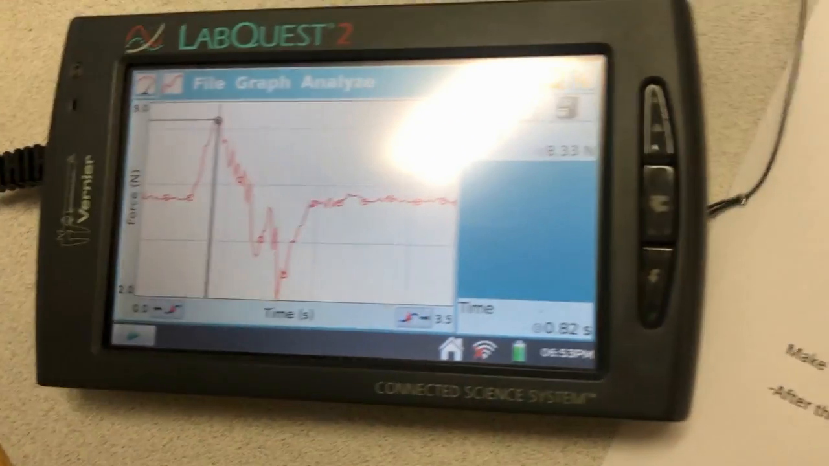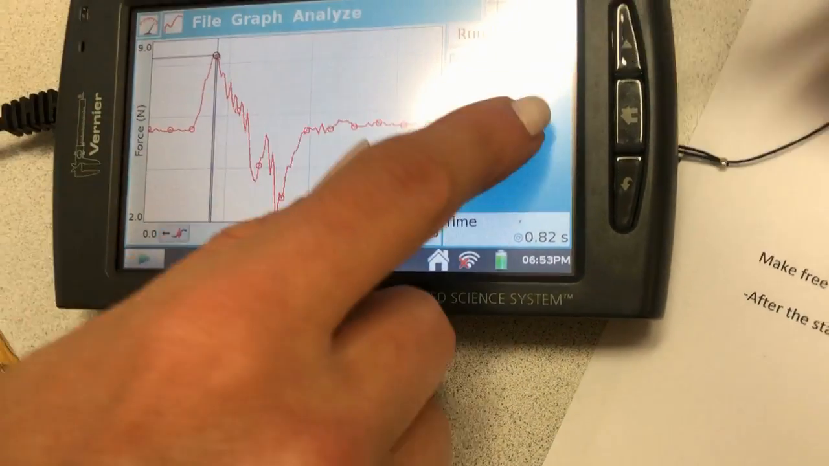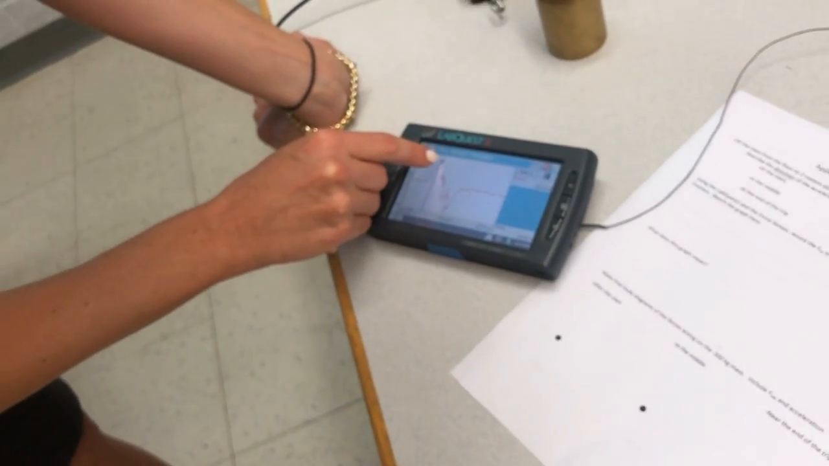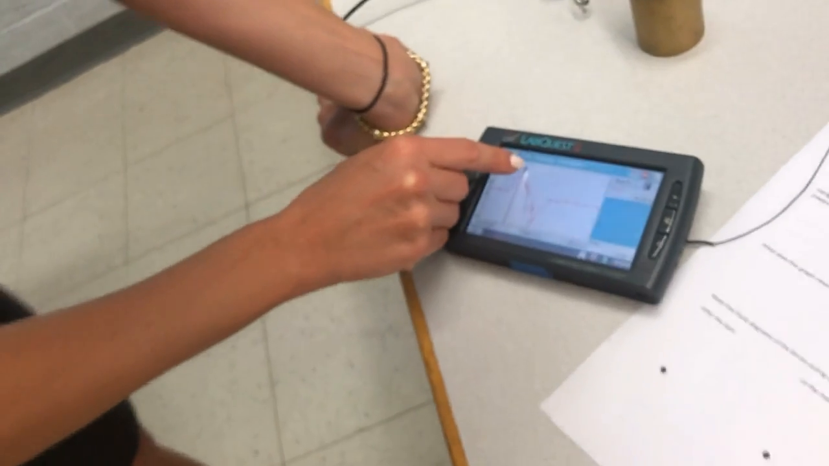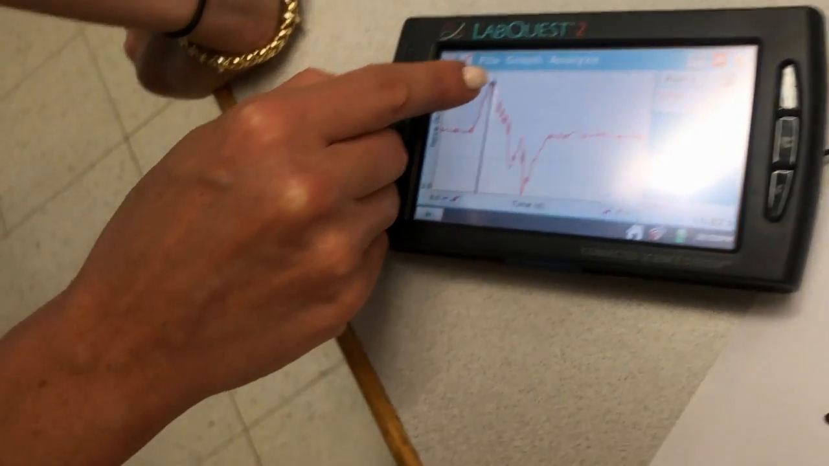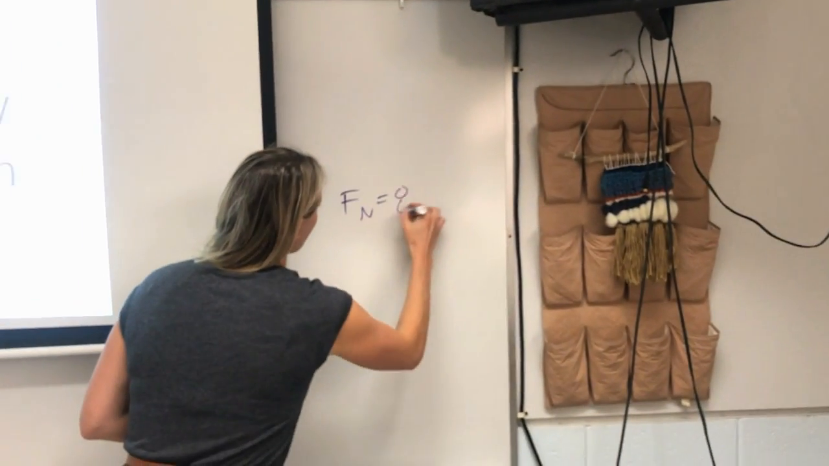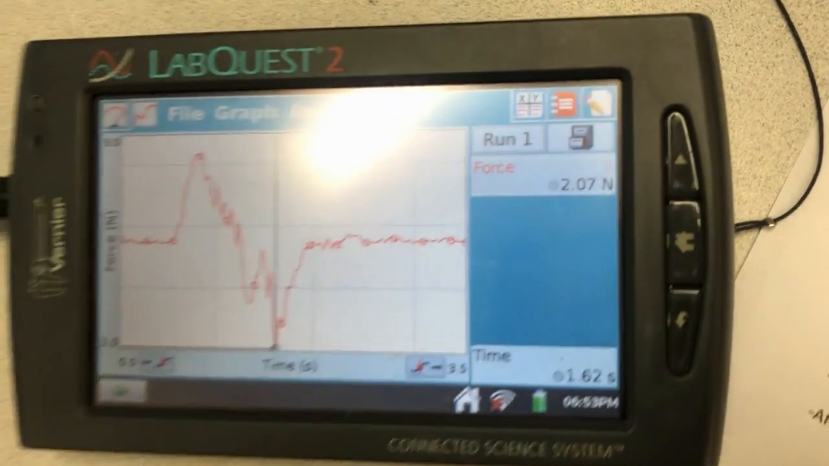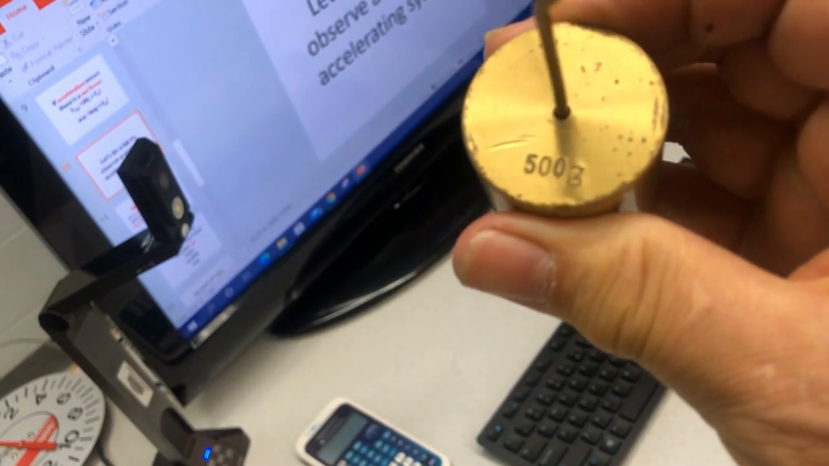What's the normal force up top there? 8.33 newtons. So this is the normal force when we first started, when we picked it up off the floor, and it was 8.33 newtons. You might want to write that down somewhere. Maybe I should write that down. This little number. And then what was the other one? At the top, when you came to a stop, it looks like it was 2.07 newtons. And the mass is half a kilogram, 500 grams.